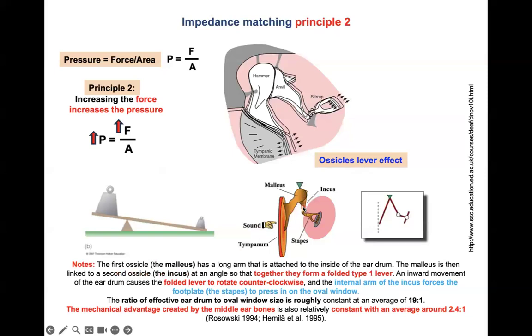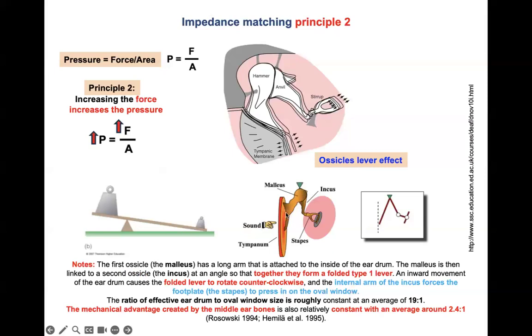This is the incus, the second ossicle, at an angle so that together they form a folded type one lever. This is the principle in physics called the folded type one lever. The malleus and the incus form a type 1 lever, the longer arm of the lever. An inward movement of the eardrum causes the folded lever to rotate counterclockwise, and the internal arm of the incus forces the foot plate, which is here the stapes, to press in on the oval window.